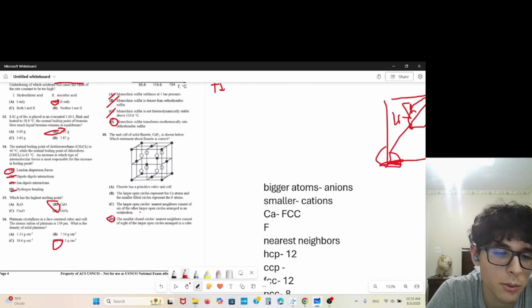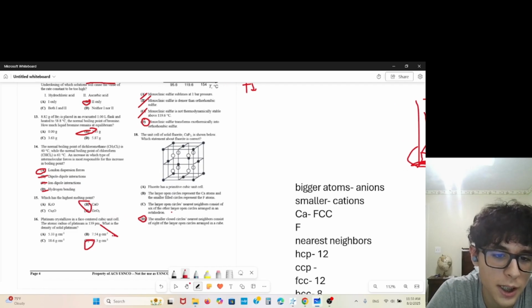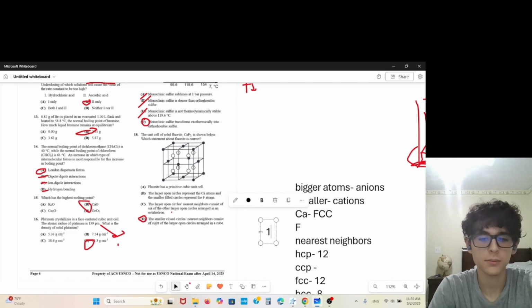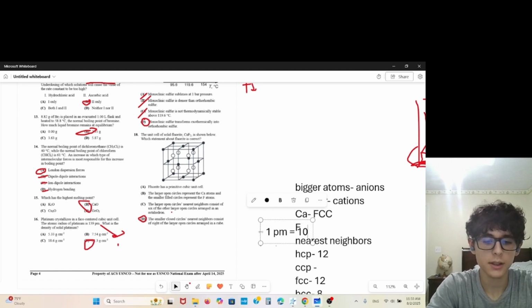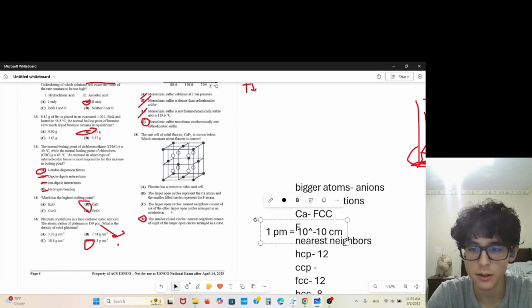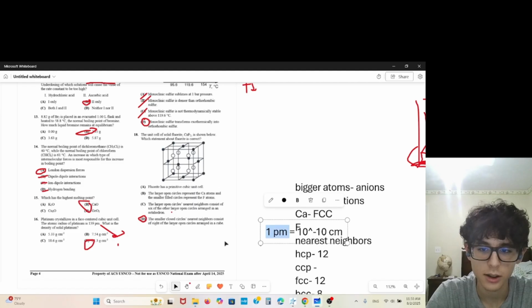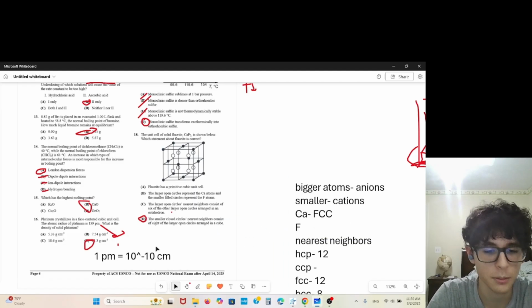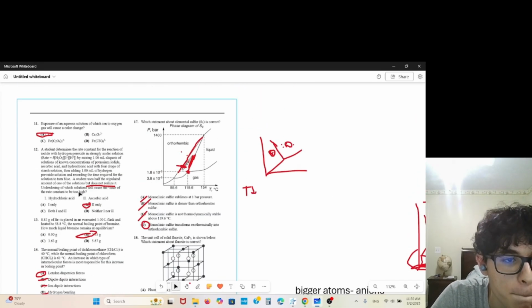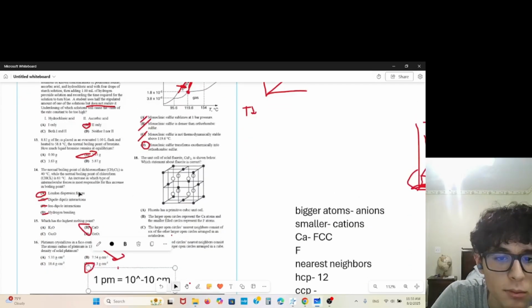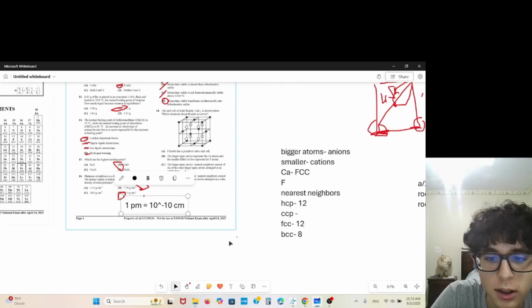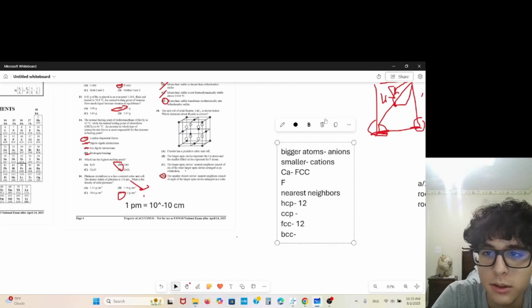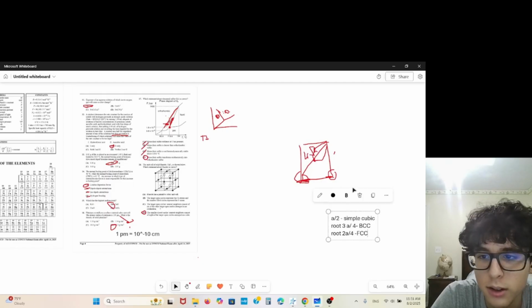Yeah, these questions were a little weird. Don't forget for this one that this is in picometers, and 1 picometer is 10 to the negative 10 centimeters. Yeah, weird questions. The rest is more simple, at least for me. Yeah, not too bad, not too bad. All right, so we're gonna do the next two questions.